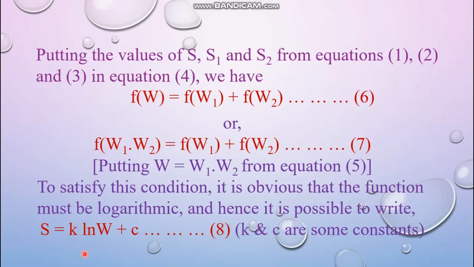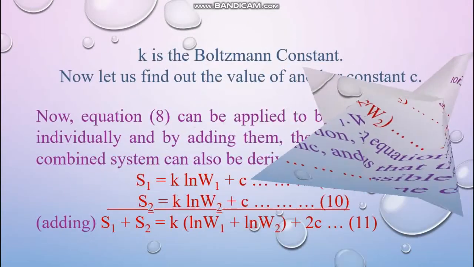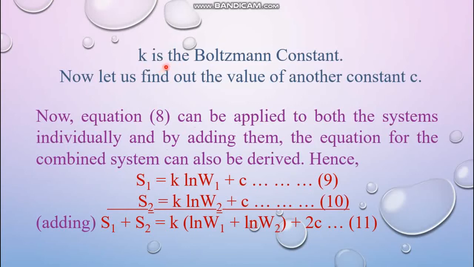So this k is Boltzmann constant, but we do not know the value of c, so we have to find out the value of c from equation 8. As I have said, k is the Boltzmann constant. Now let us find the value of c. Now equation 8 can be applied to both the systems individually and by adding them we get the equation for the combined system as well. So for system number 1, if you apply equation number 8, then S1 equals k ln W1 plus c, and for the second system S2 equals k ln W2 plus c.